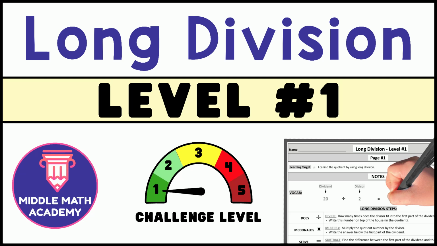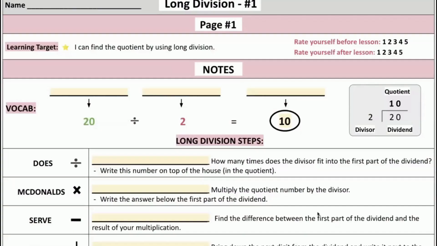This is part of our differentiated series where we have 5 levels of challenge for every topic. Let's get started. Our learning target today is I can find the quotient by using long division. This level number 1 lesson will focus only on long division, then we'll introduce dividing decimals in level number 2.